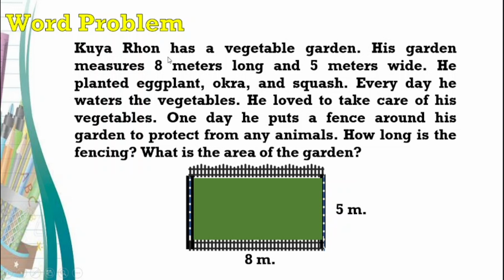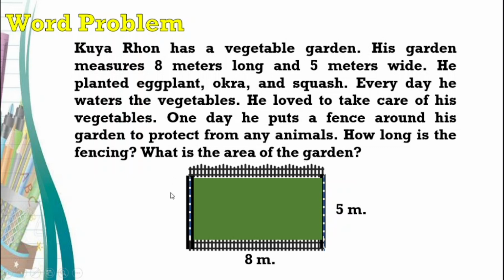So, Kuya Ron has a vegetable garden. His garden measures 8 meters long and 5 meters wide. He planted eggplant, okra, and squash. Every day, he waters the vegetables. He loved to take care of his vegetables. One day, he put a fence around his garden to protect it from any animals. How long is the fencing and what is the area of the garden?